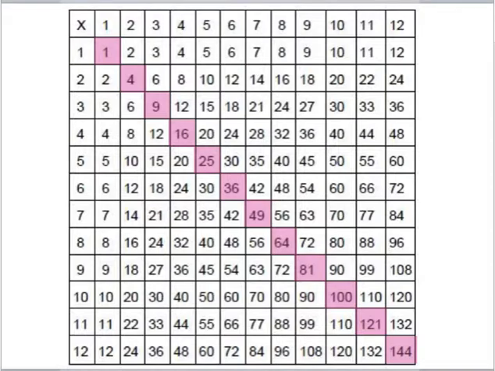So if you have something like 2 squared, it means 2 times 2 and it gets you 4. If you have something like 3 squared, it means 3 times 3 and it gets you 9, and so on.